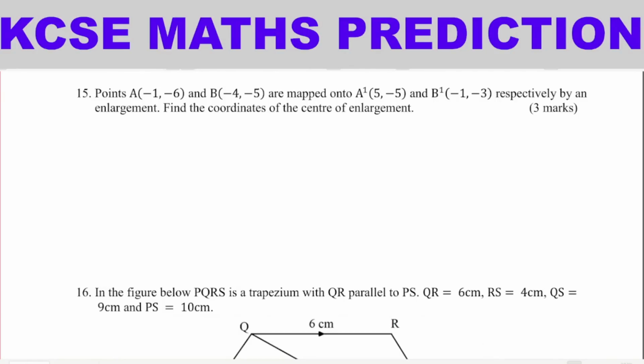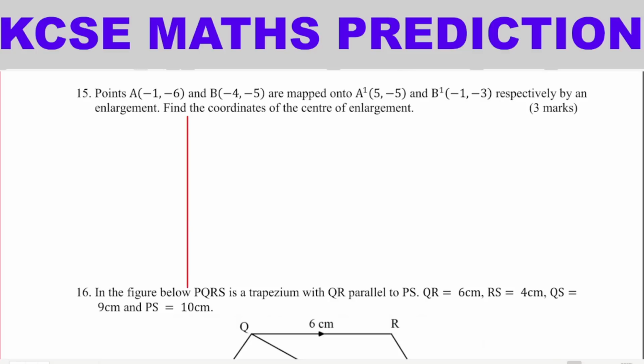Points A(-1, -6) and B(-4, -5) are mapped onto A prime (5, -5) and B prime (-1, -3), respectively, by an enlargement. Find the coordinates of the center of enlargement. Now to find the coordinates of the center of enlargement, given the points A and B and also their images, the first thing we need to get is the scale factor of enlargement.